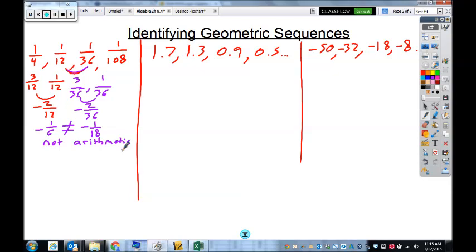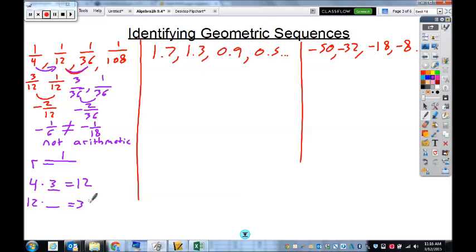Well, let's try geometric. Well, I see the tops are all 1. So that means to get to the next numerator, I just keep multiplying by 1s. So if I was trying to find an R, my R would have 1 on top. Well, to go from 4 to 12, 4 times what equals 12? Well, 4 times 3 equals 12. And then I have 12 times something equals 36.